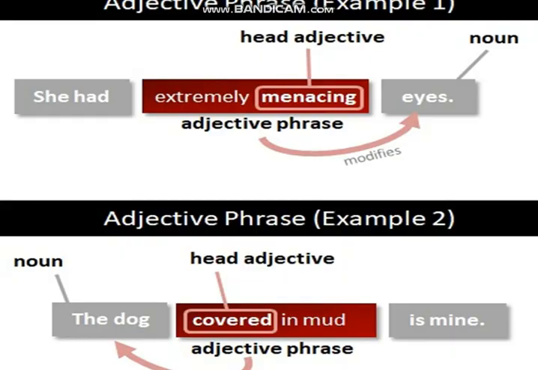Look at another example, then it would be more clear to you. She had extremely menacing eyes. Here you can see the word eyes is a noun, but it is modified by an adjective phrase, extremely menacing, and menacing is the head adjective here. So the adjective phrase came before the noun. Look at another example: the dog covered in mud is mine. Here again the dog is a noun, then covered in mud is an adjective phrase, and covered is the head adjective. Here it is following the noun. So simply we can say that an adjective phrase may come after the noun or before a noun.